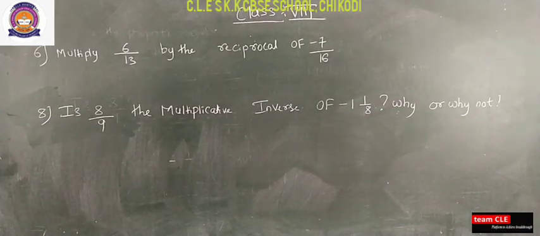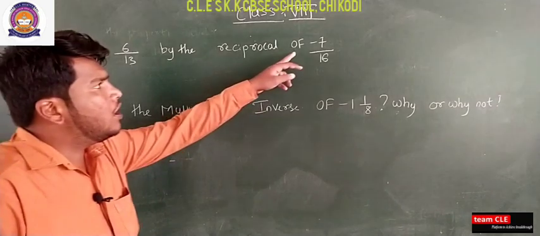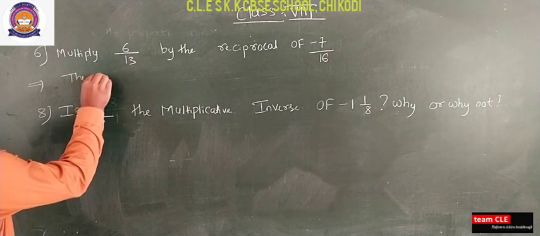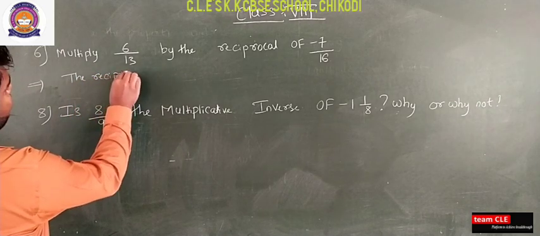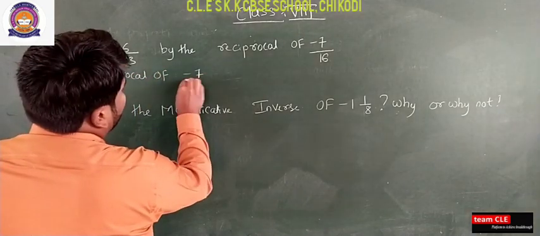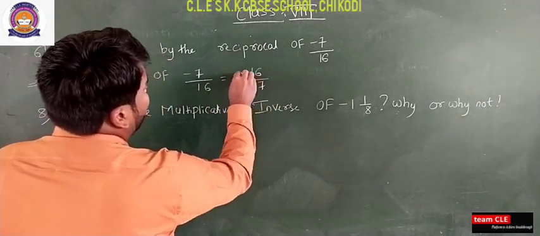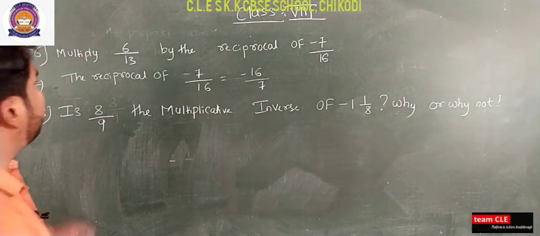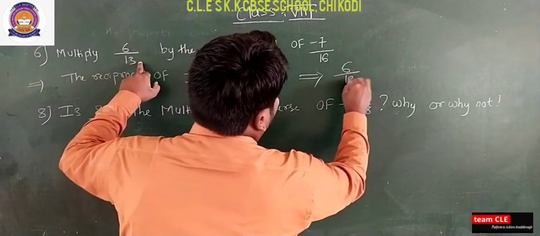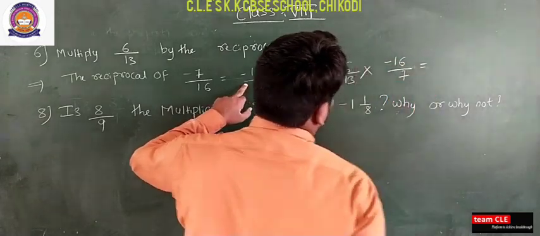So now comes to exercise number 1.1, that is the sixth question. Multiply 6 by 13 by the reciprocal of minus 7 by 16. So see here, the reciprocal of minus 7 by 16 is 16 by 7, and the minus sign you have to keep as it is. What you have to multiply is 6 by 13 into minus 16 by 7.